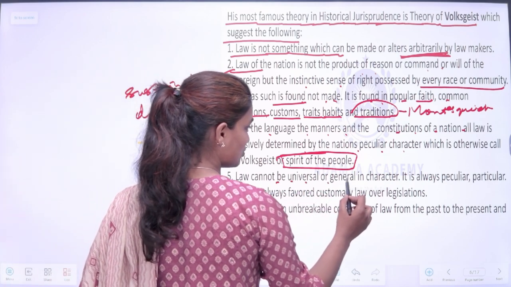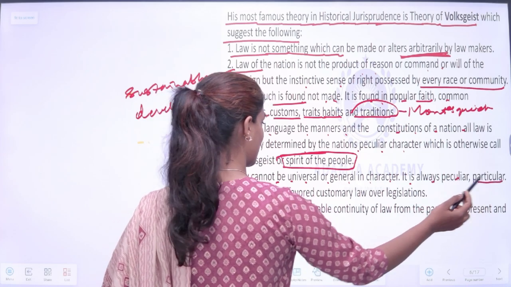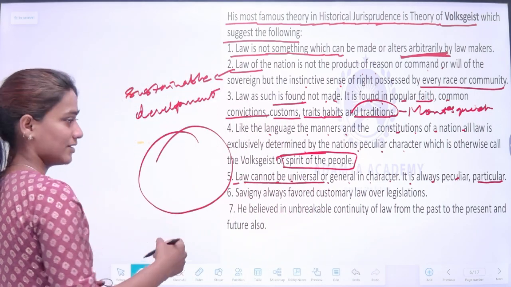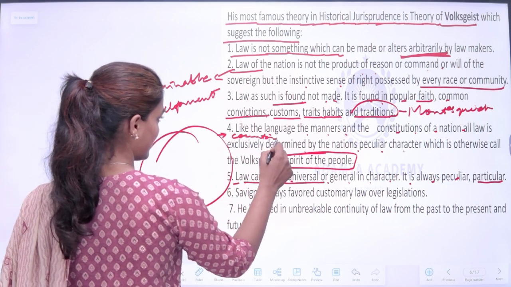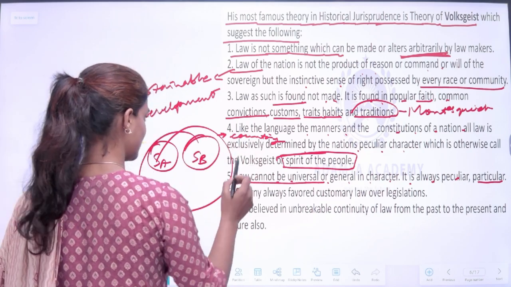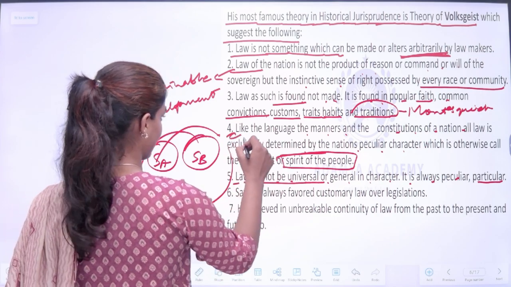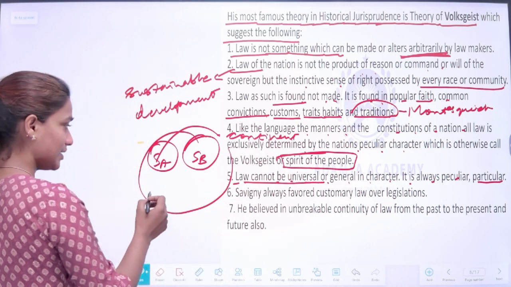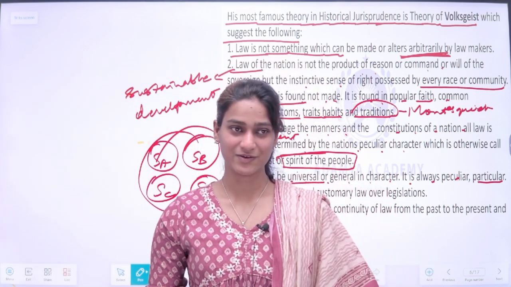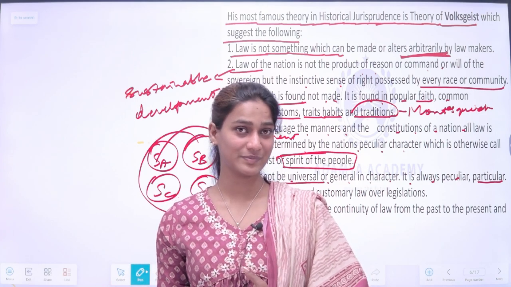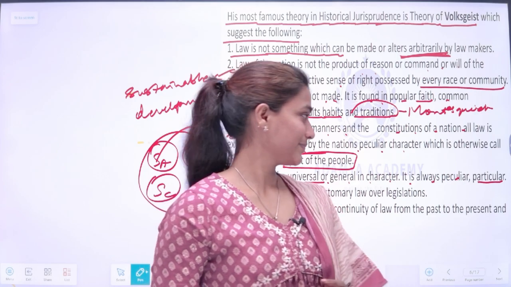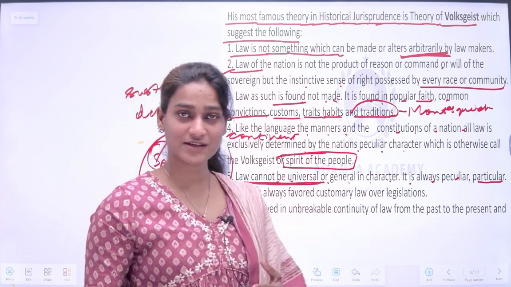Law cannot be universal or general in character. It is always peculiar and particular. According to him, law cannot be universal. This means that if we consider a continent which has society A, society B, society C and society D, the law which will be there in society A, or let us suppose in country A, will be different from what the law will be in society B, because the conditions will be altogether different in the different countries. So law cannot be universal. It has to change with the change of society.